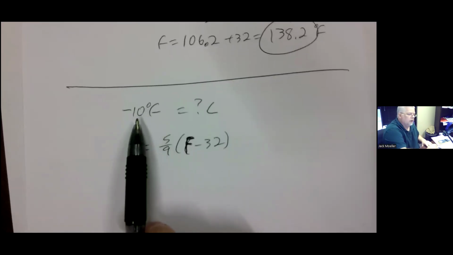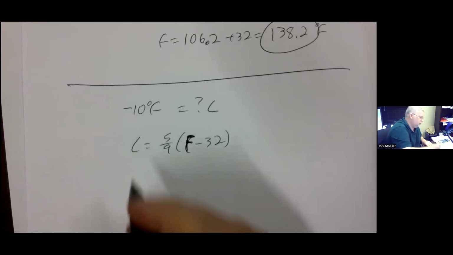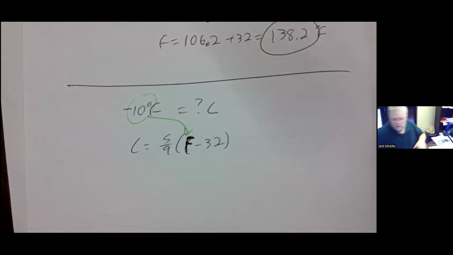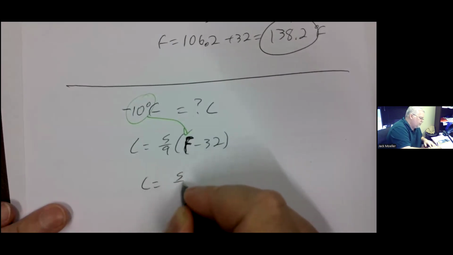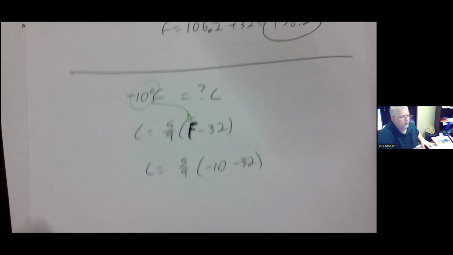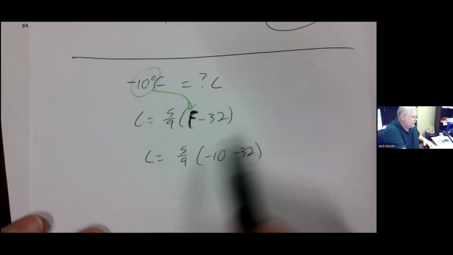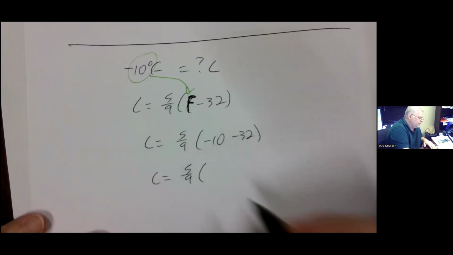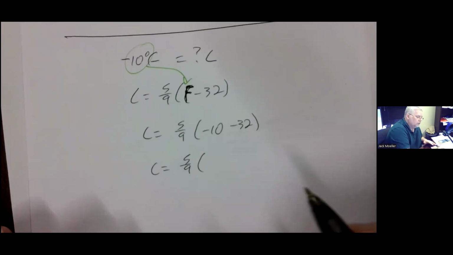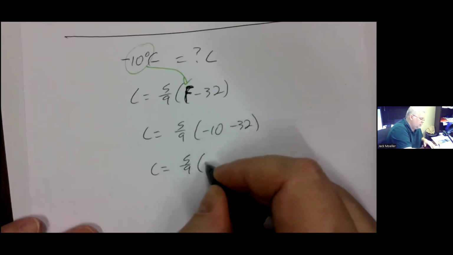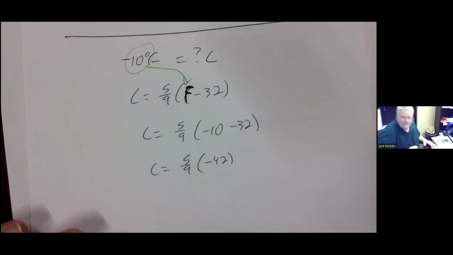All right, so how do we convert negative 10 degrees Fahrenheit to Celsius? Well, you just take that and plug it in. We get C equals 5/9 parentheses negative 10 minus 32. And now you do the arithmetic. Order of operations says we do inside the parentheses first, negative 10 minus 32. If you're a little iffy on your negatives, use your calculator. Those are both negative, so we're adding. That's going to be negative 42.